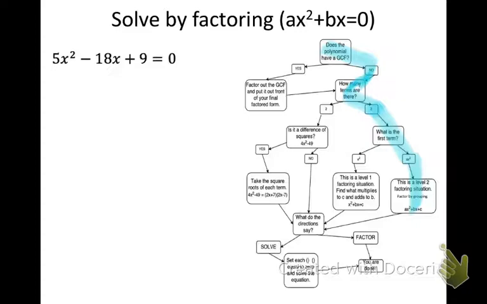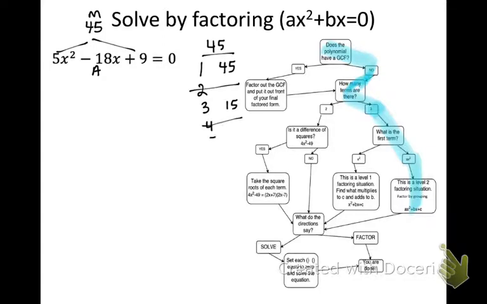So here we go. Figure out what multiplies to a times c and adds, so we want multiplies to 45 and adds to negative 18. I'm going to write out my factors of 45. I have 1 and 45, 2 and nothing, 3 and 15, 4 and nothing, 5 and 9, 6 and nothing, 7 and nothing, 8 and nothing, and we're back to 9.